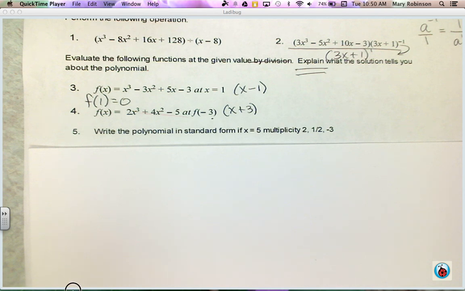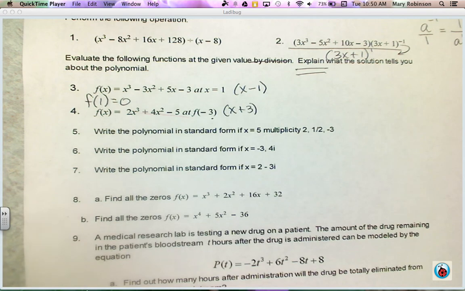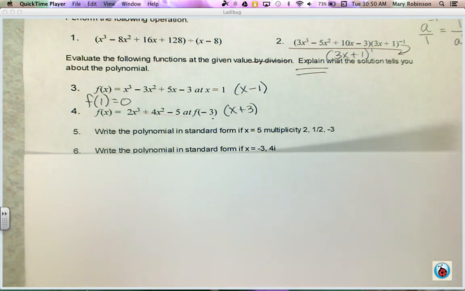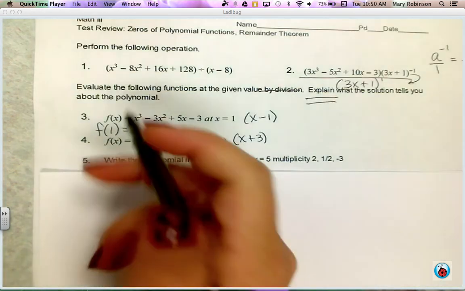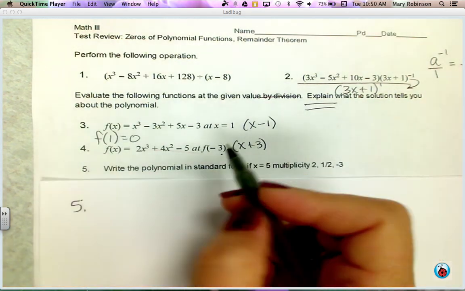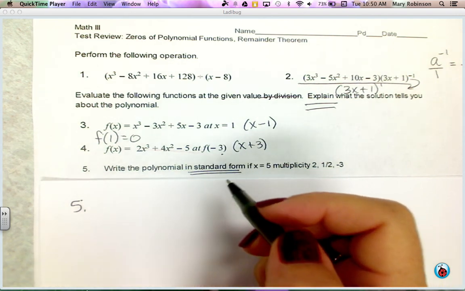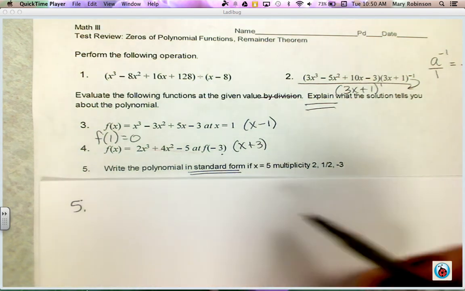Alright, this is video 2 for the second test review on polynomials and zeros, and I'm going to cover how to do problems 5 through 7 in this one. Alright, so we're going to start off with problem 5, and here I have a list of zeros for you. And please note that it says you must write it in standard form, so that's in descending order after it's factored. Just multiply it out.